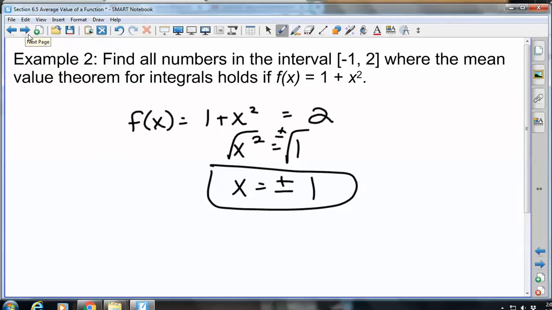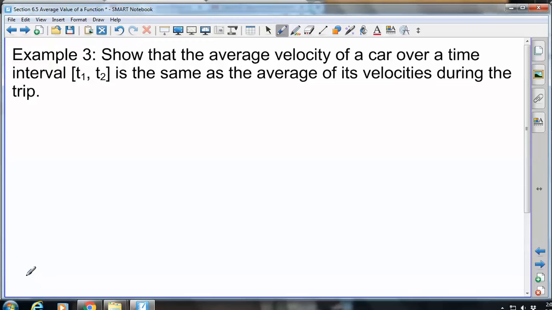Okay, let's look at another example. Show that the average velocity of a car over a time interval, t1 to t2, is the same as the average of its velocities during the trip.